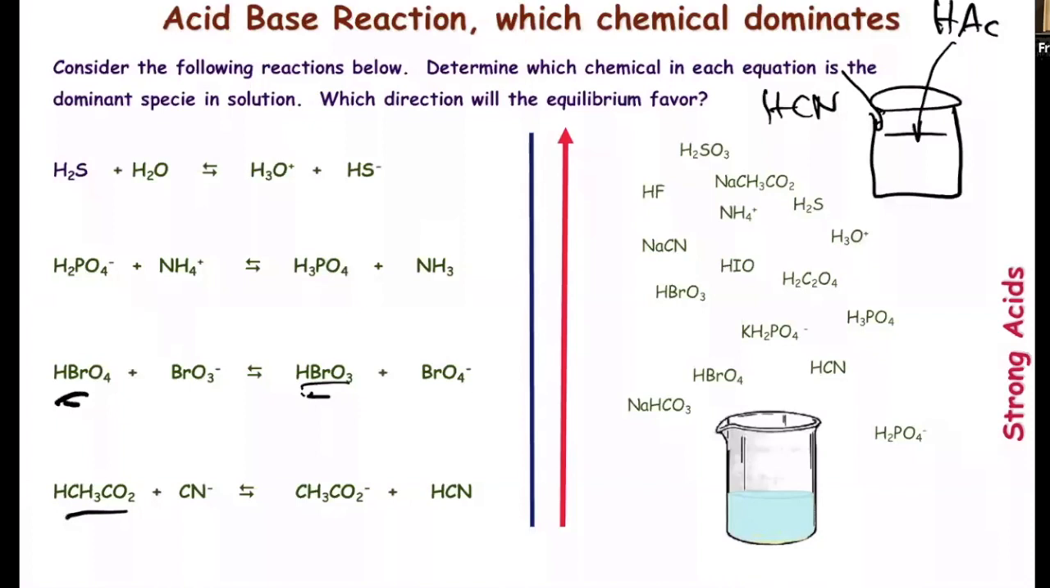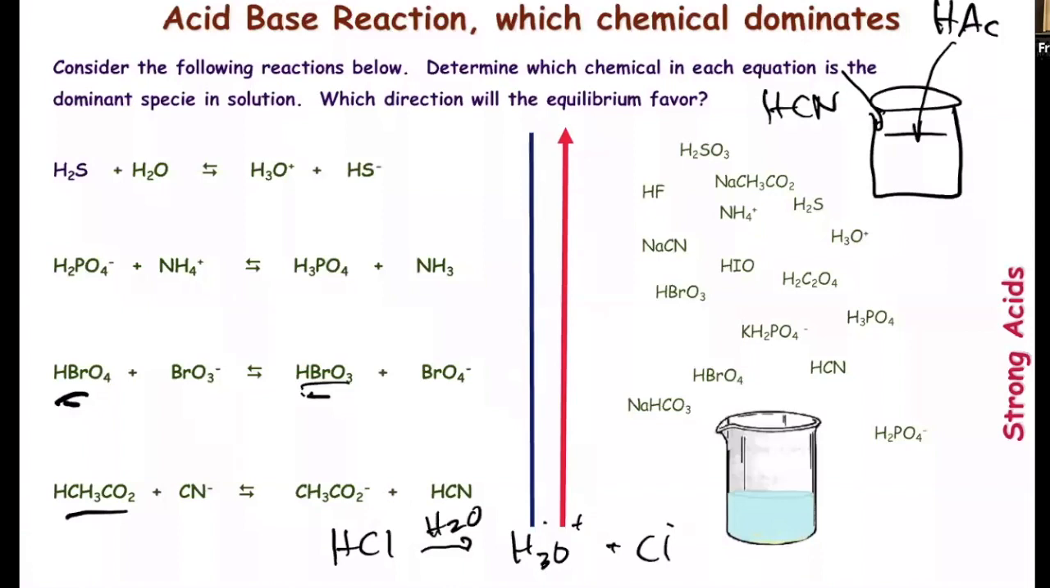To answer that question, to answer these types of questions, you need to remember the definition of an acid. The acid is a chemical that is going to give up its hydrogen. Okay, an acid is a chemical that is willing to give up its hydrogen. So if I have hydrochloric acid and I put it in water, it's going to produce hydronium and chloride ions.